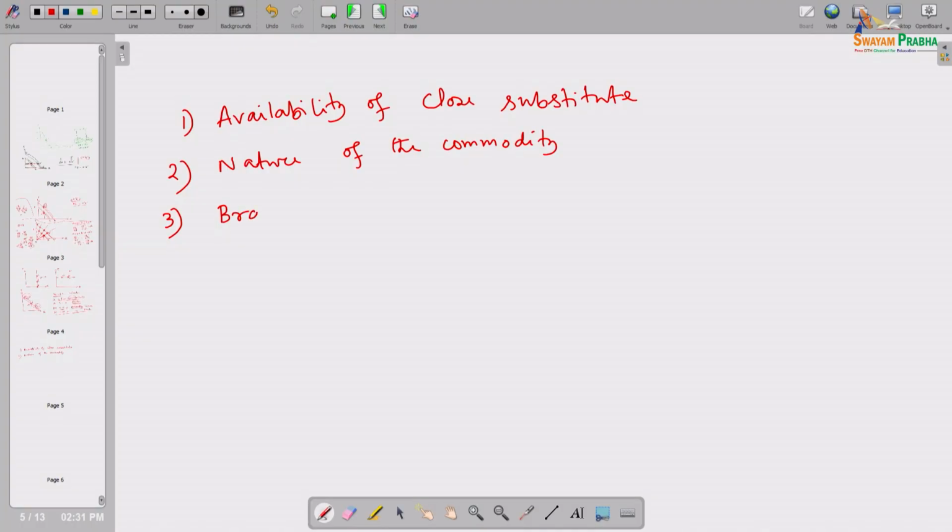Similarly, how we define the commodity itself, or the definition of the market, matters: a broader versus a narrower definition. Say when we are talking about the commodity food, definitely its elasticity of demand will be less, because food is a necessary commodity to us. So our demand will be inelastic for that commodity.